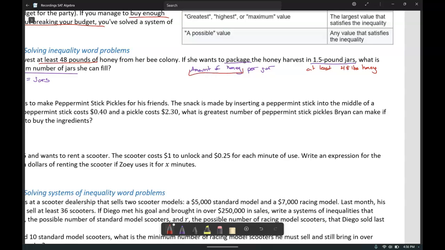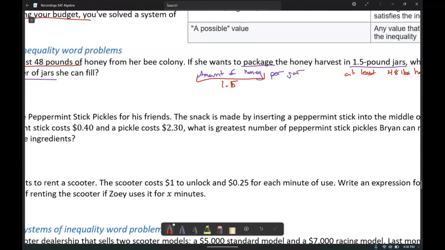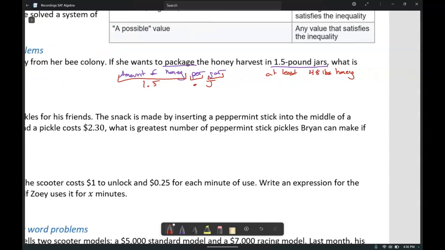The amount of honey per jar is 1.5 pounds. I'm going to write that a little bit neater. 1.5 pounds per jar times J, the number of jars. And that has to be at least, which is our inequality, greater than or equal to 48 pounds. So we have our inequality, 1.5 J is greater than or equal to 48.